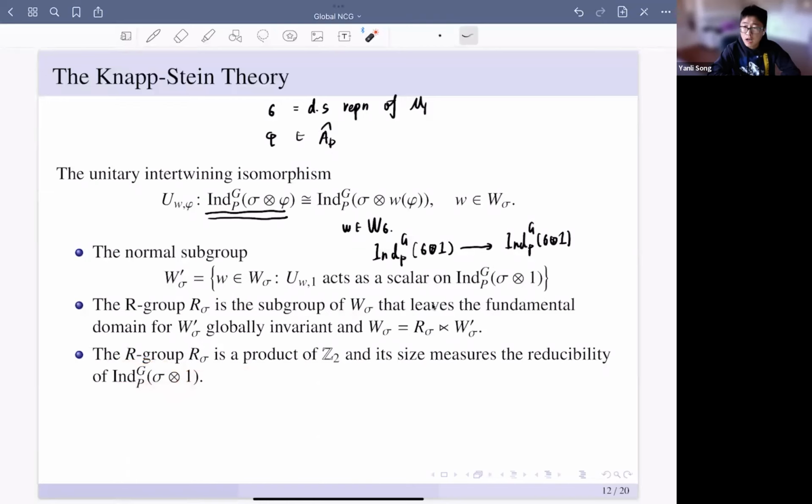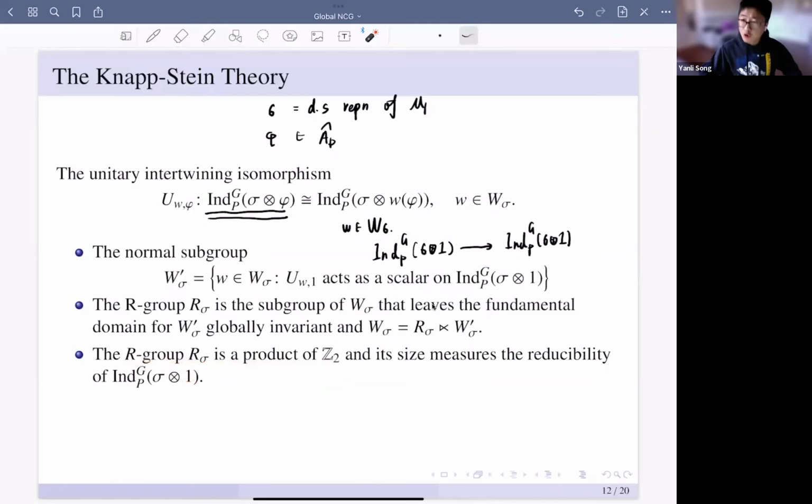As I said before, this parabolic induced representation is in general always unitary, but may be reducible. It may reduce into several irreducible G representations. And this one tells you how many G representations it decomposes into: the same as the size of the R group. That is to say, any G representation induced from trivial phi can only decompose into 2 irreducible components, or 4, or 8. It has to be a power of 2.